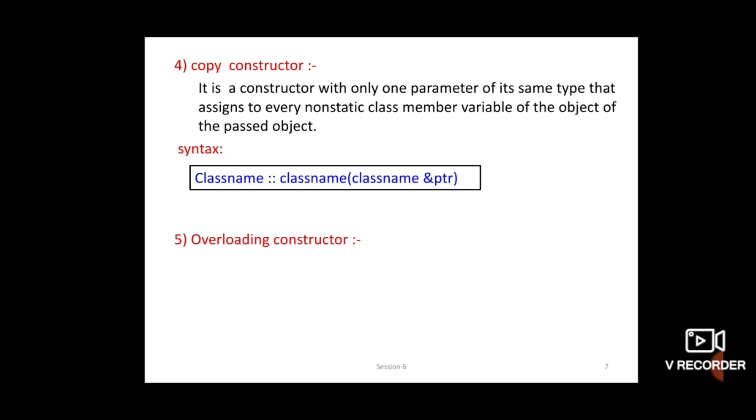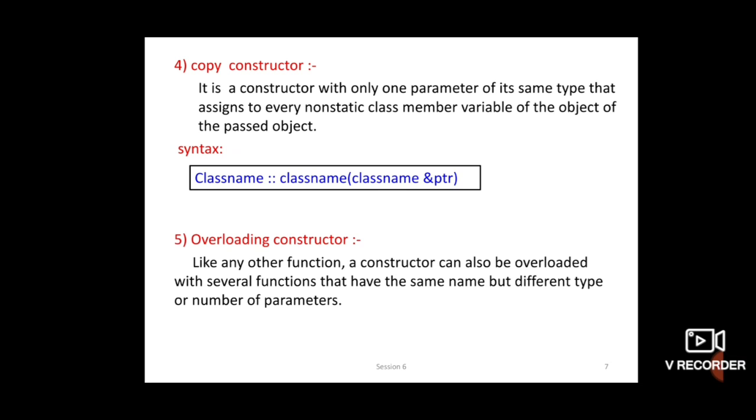Then you can use more than one constructor in one class. Suppose the first constructor is without parameters, the second constructor has 2 parameters, the third constructor has 3 parameters. It is called an overloading constructor. Like any other function, a constructor can also be overloaded with several functions that have the same name but different types, meaning data type or number of parameters. Understood? Now see the example.